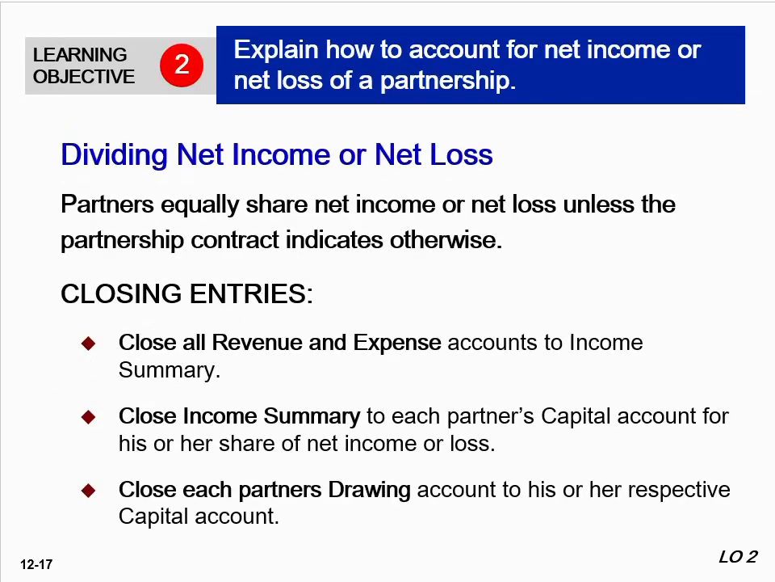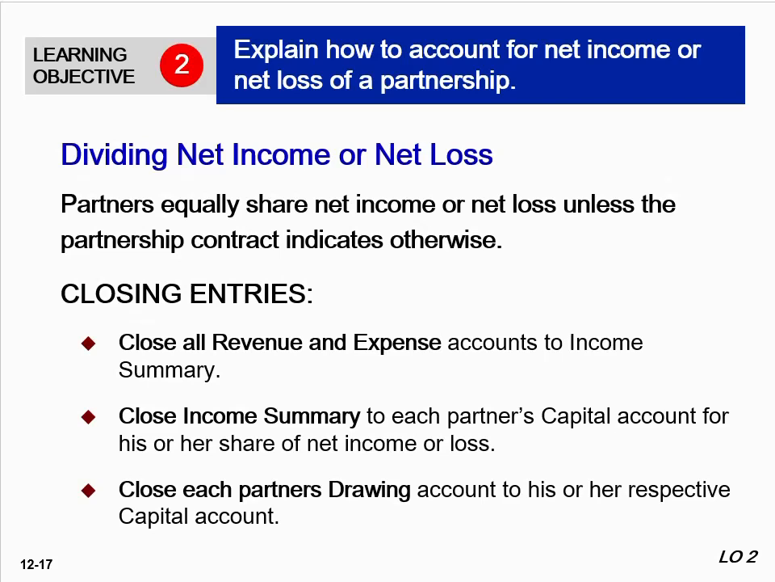Moving on towards the second learning objective, that is how to account for net income and net losses of the partnership. In other words, how to divide the net income or net loss among the partners. Partners equally share the net income or net loss unless it is clearly specified in the partnership contract. So we are going to close all the revenues and expenses accounts to income summary so that we know do we have a net income or net loss. And then we're going to distribute this net income or net loss to the partners.